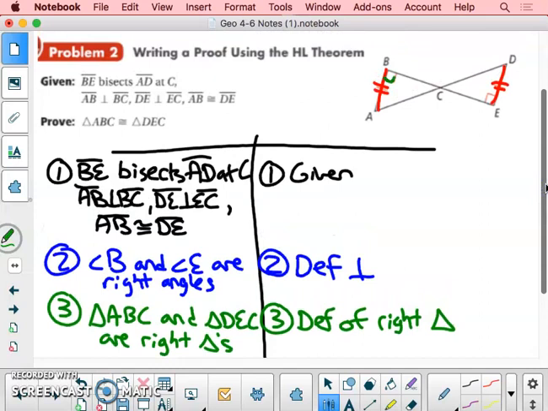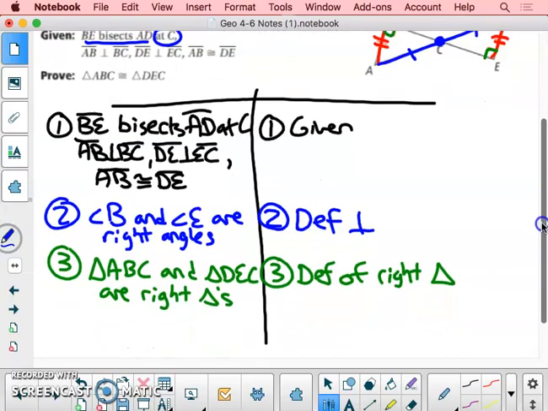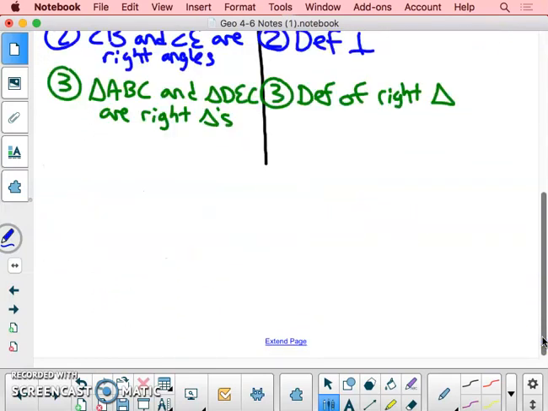So back to the picture, I have two of the three things I need. I have a pair of right triangles with a pair of congruent legs. I need to say that this pair of sides, this pair of hypotenuses, has to also be congruent. So I need to say AC has to be congruent to CD. And that comes from the bisect. I haven't used the bisect step yet. I know that BE is cutting AD in half at C. So C is acting like a midpoint, in other words. I know that AC has to be congruent to DC.